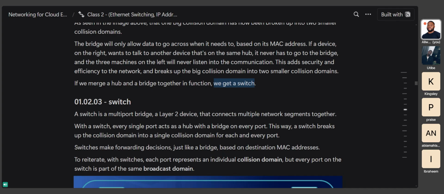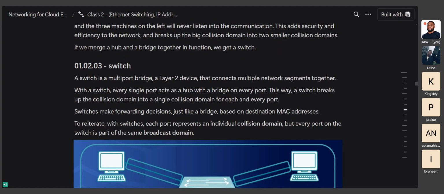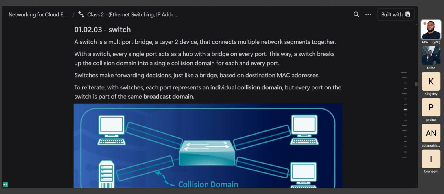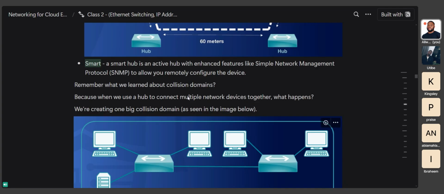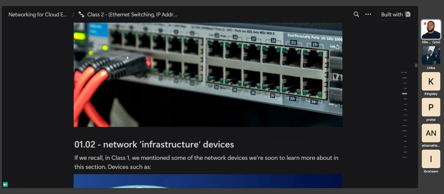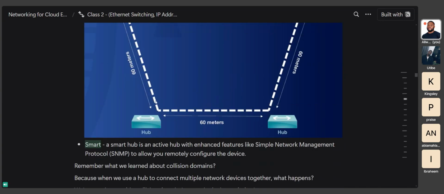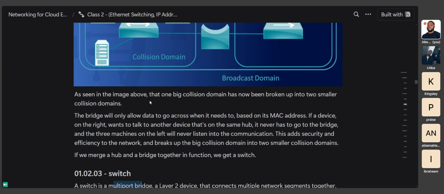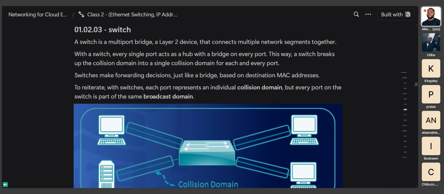So if we merge a hub and a bridge together in function, we get a switch. So you can already understand what a switch is and what it does. Now, a switch is a multi-port bridge, right? Multi-port. If you go back to that image of a switch, let's find it again. Right, multi-ports. It has multiple ports. It's a multi-port bridge. Okay, a switch is a multi-port bridge, a layer 2 device that connects multiple network segments together.